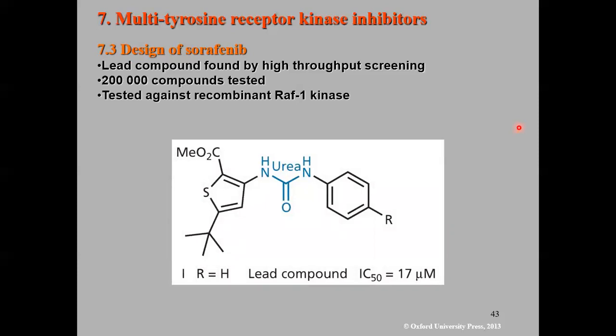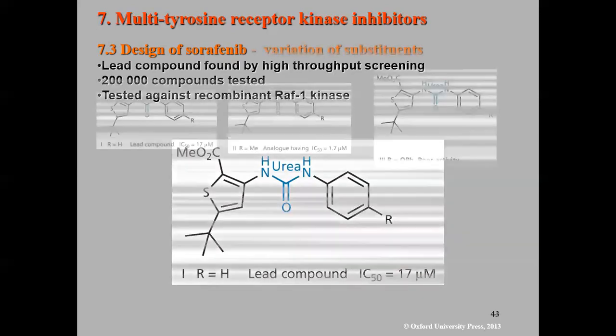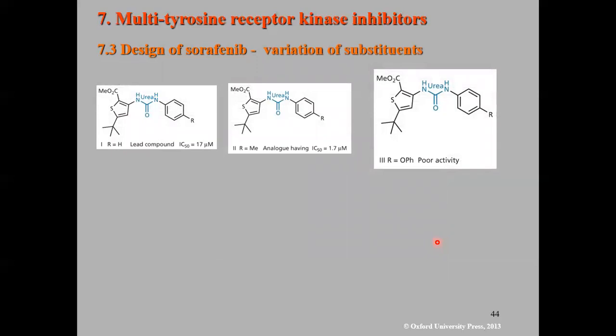As you can see, it's a urea derivative. It has this urea nucleus in it. Okay. In the lead compound, the R group is hydrogen. Okay. The IC50 for this compound is 17 micromolar. Okay. It is good. It has good activity, but it is not that good. Okay. You need to improve that activity. So let's see what scientists did.